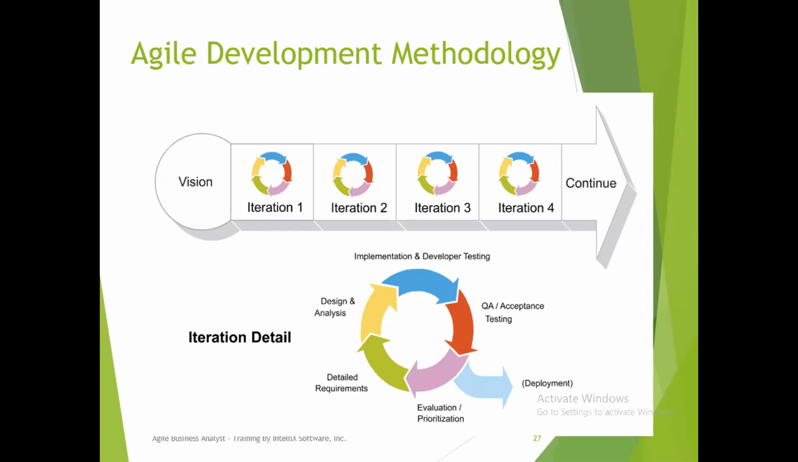So every 2 to 4 weeks, I'm giving some value out. And then I'm picking, okay, let me get the next valuable slice, and then I add that. Then I add on top of it. That's an agile methodology.